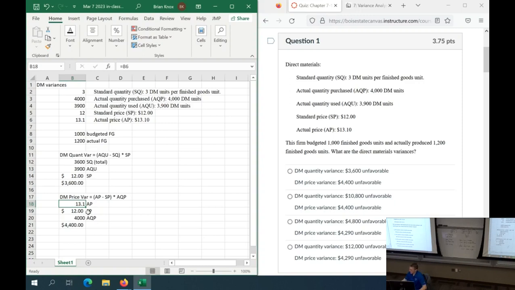But we know the right question to ask. And now we have better ability to forecast into the future. We're making the static budget for next year. We would then have an updated standard price for this direct materials unit.